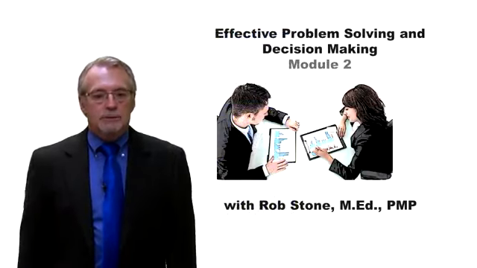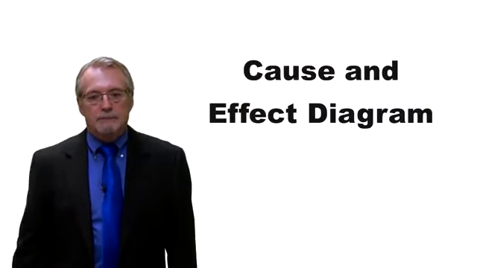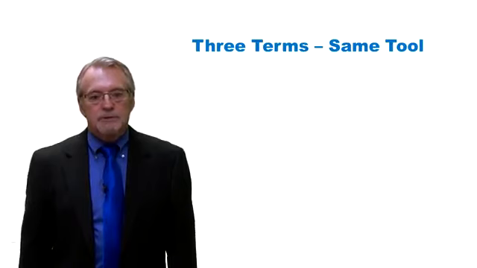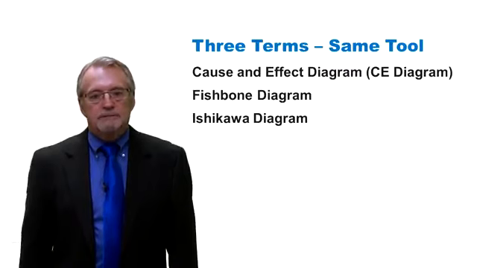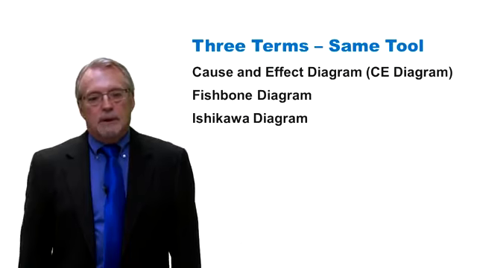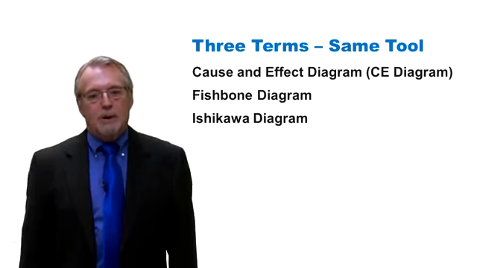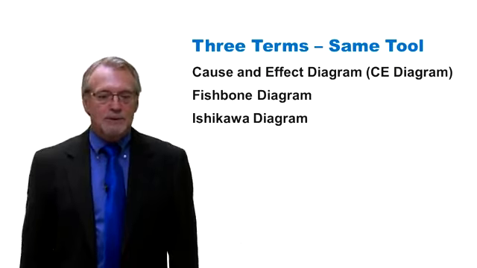Let's talk about another tool, a cause and effect diagram. There's three terms for the same tool. Cause and effect diagram, or CE diagram, as you'll see it written sometimes. Fishbone diagram, because it kind of looks like a fishbone. Or an Ishikawa diagram, guess why? Ishikawa is the one who developed it.